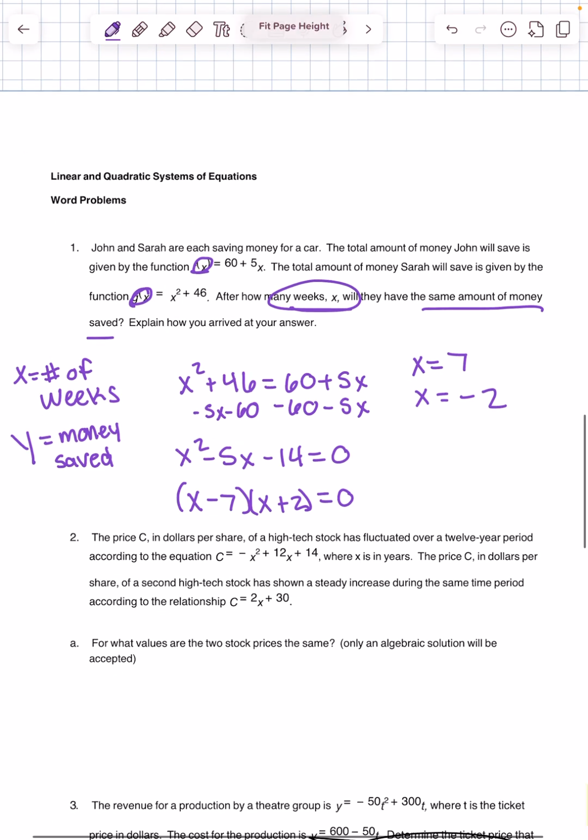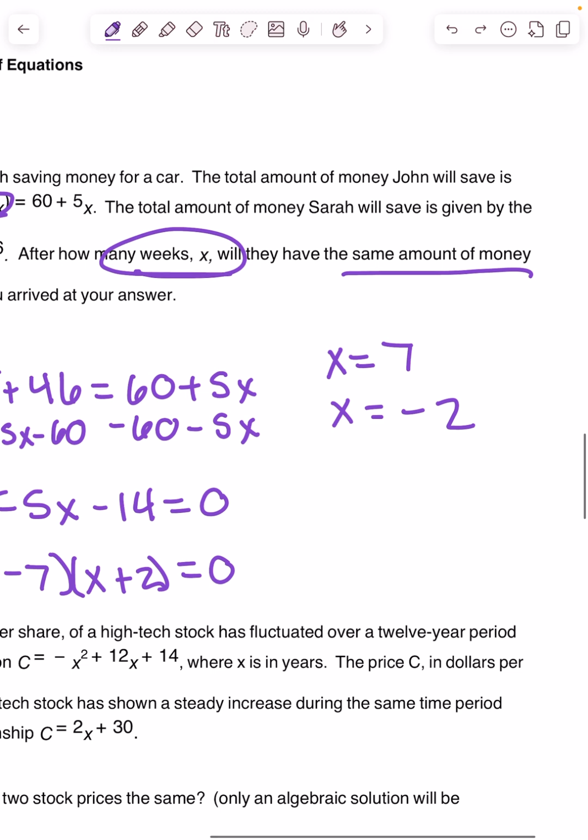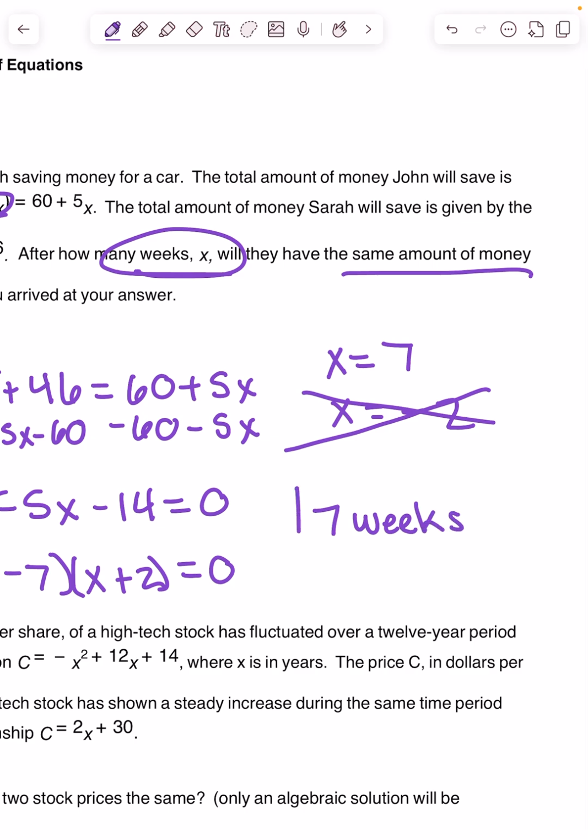Since this question is just asking us how many weeks, and that's what our x variable represents, we don't have to solve for y here. They don't really care about what the cost is. They're just wondering how many weeks it will take to save the same amount. So we get 7 weeks and we get negative 2 weeks. Well, even saying that out loud doesn't make sense. We know that we can't have a negative amount of weeks. So our final answer here is just 7 weeks.